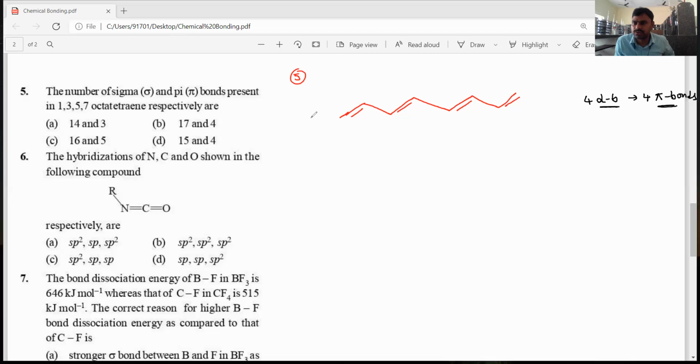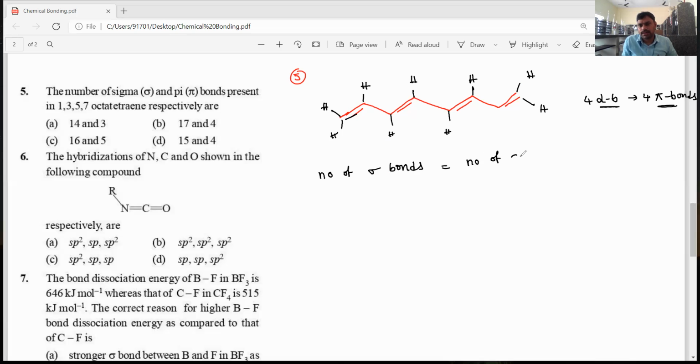For the identification of sigma bonds, we have to calculate the number of carbon atoms and the number of hydrogen atoms, because it is an open chain structure. If you observe, at the end where the double bond is present, the CH2 has 2 hydrogens. And this carbon has 1 hydrogen, and here 1 hydrogen, and here hydrogen and hydrogen atom, and this end has 2 hydrogens. So the number of sigma bonds is equal to the number of carbon atoms plus the number of hydrogen atoms minus 1.